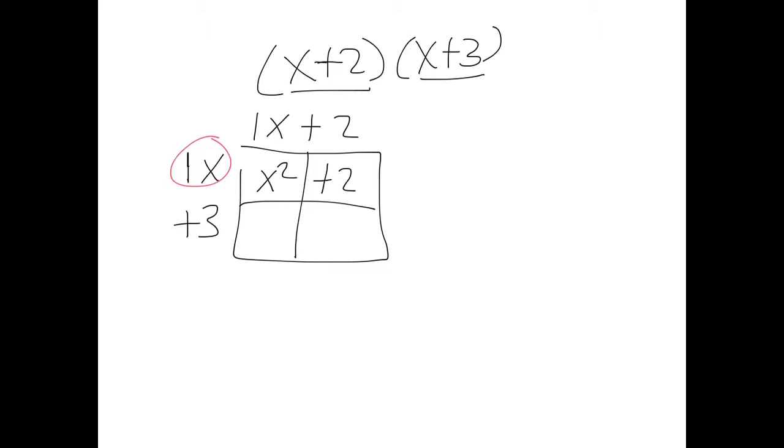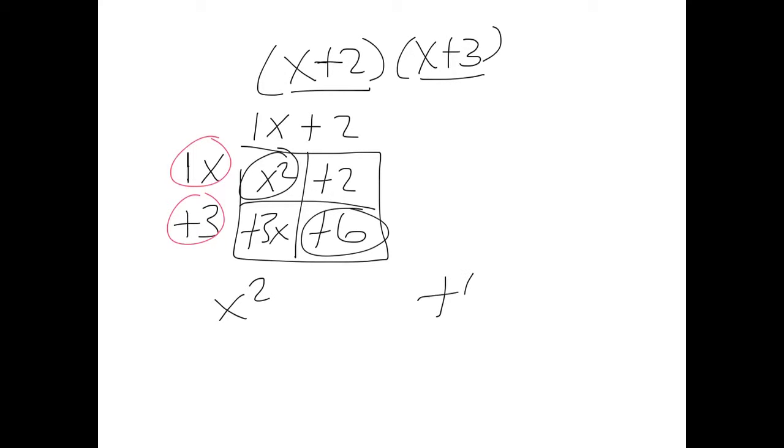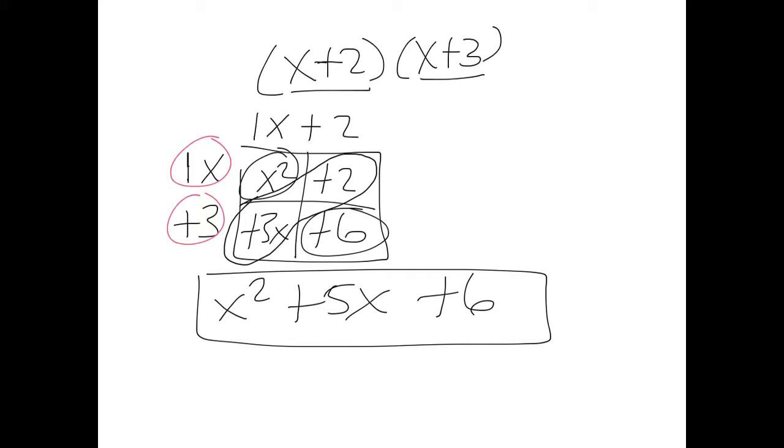So then I switch to 3. 3 times 1x is 3x, and that's plus 3x. And then 3 times 2 is a positive 6. And now I'm done with that one also. This makes up the front part of the answer, x squared. This makes up the back part of the answer, plus 6. And the middle part is found by combining these two. 3x plus 2x is 5x. And so the answer is x squared plus 5x plus 6. We multiplied two binomials to create a trinomial.